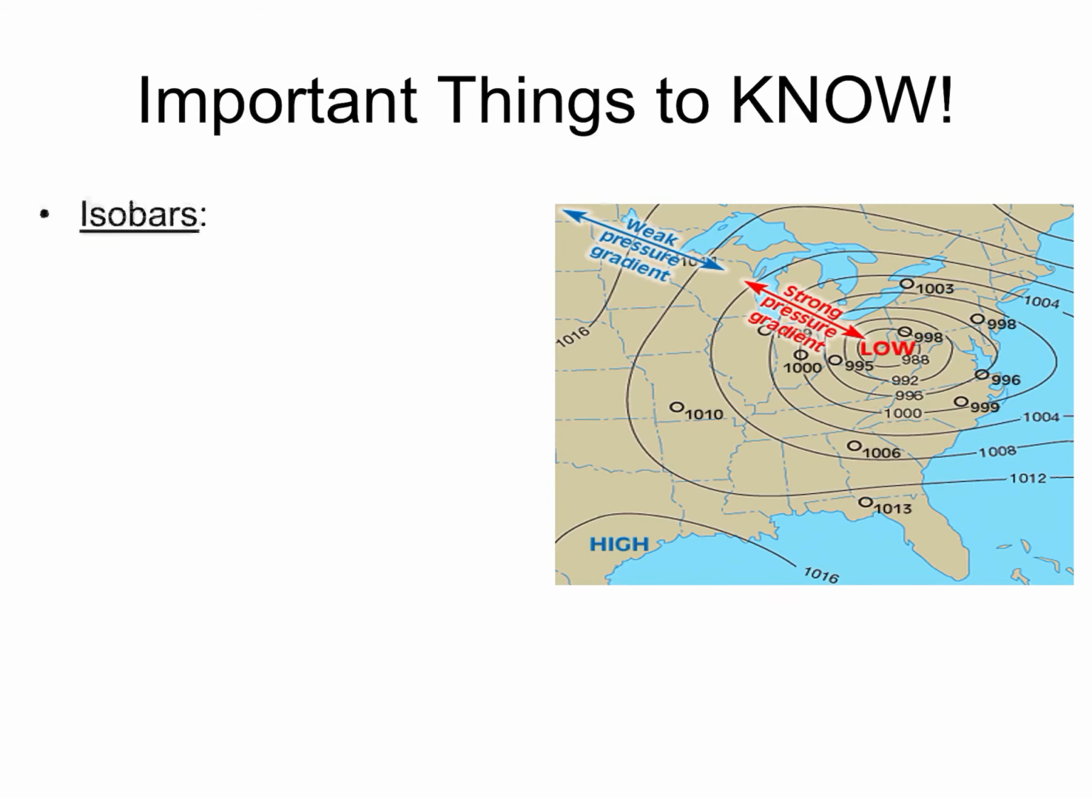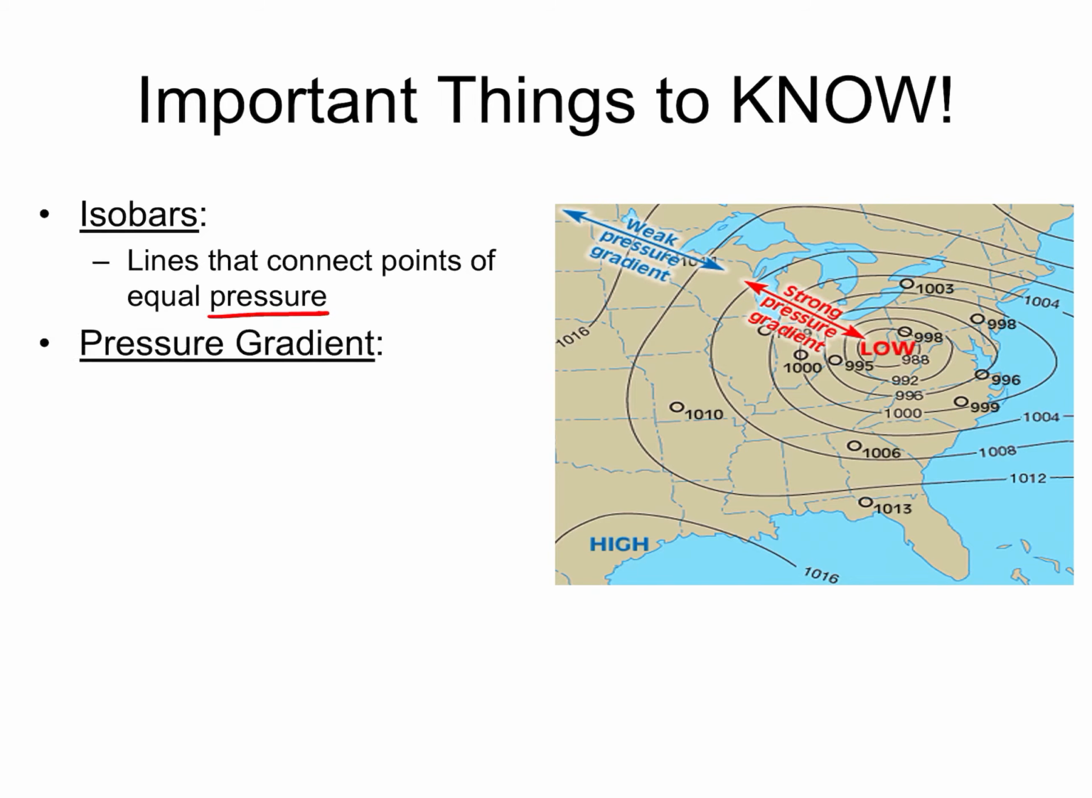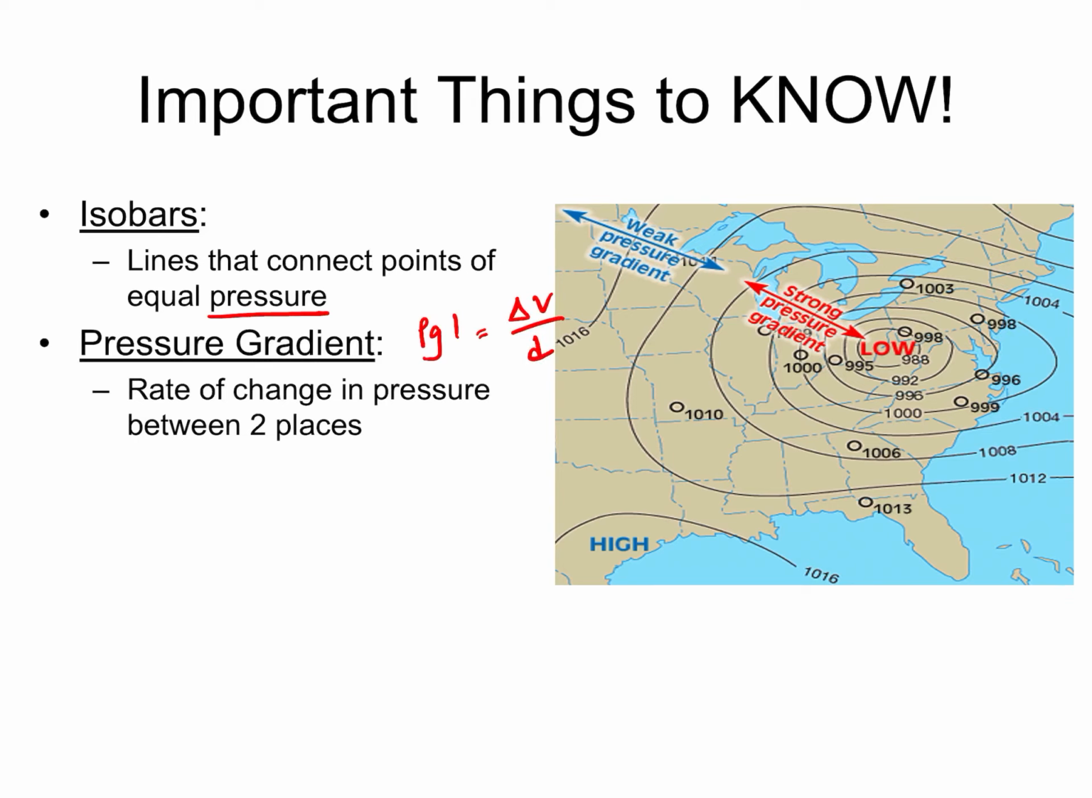Important things to know. Let's get a couple things out of the way. We just said isobars are lines that connect points of equal pressure. Everything on that same line has the same pressure. Pressure gradient. Gradient, you guys remember the formula. This is page 1 of your reference table. It's change in value over distance. So it's the rate of change.